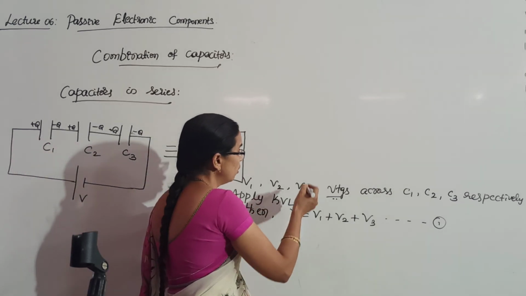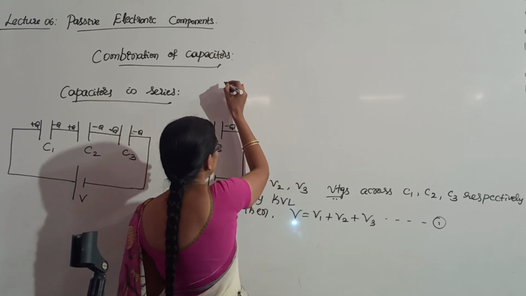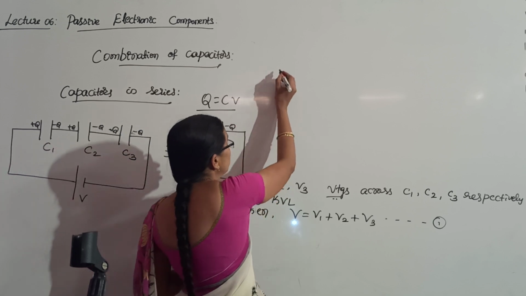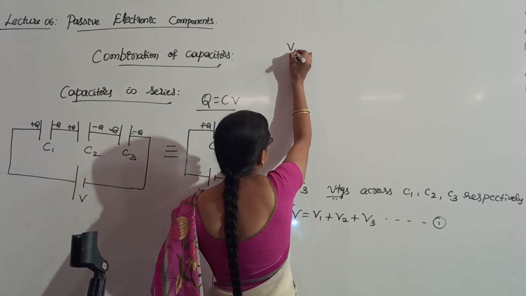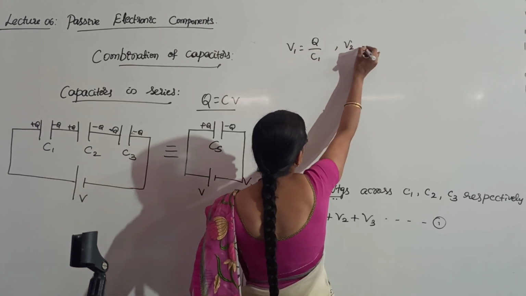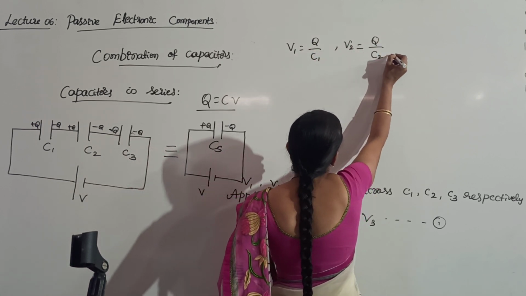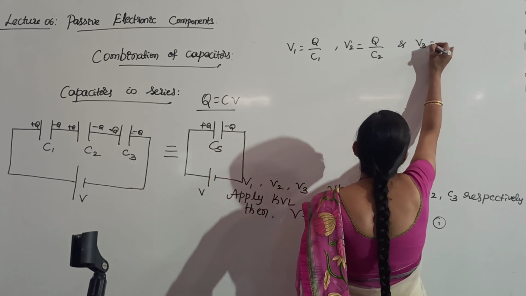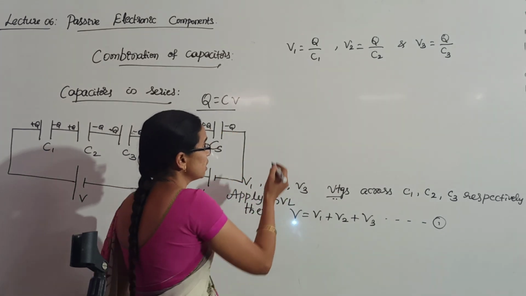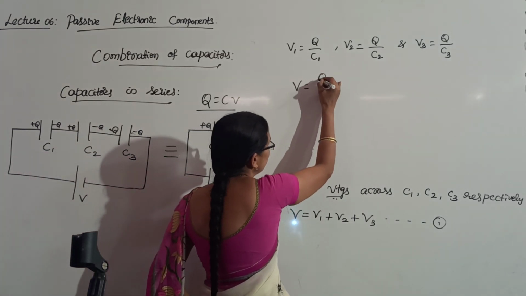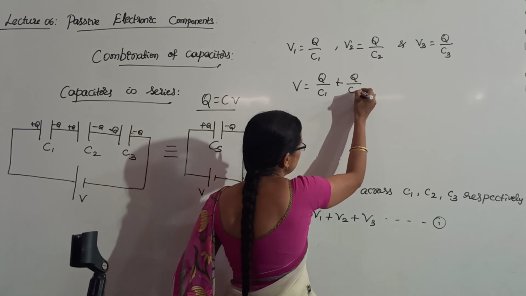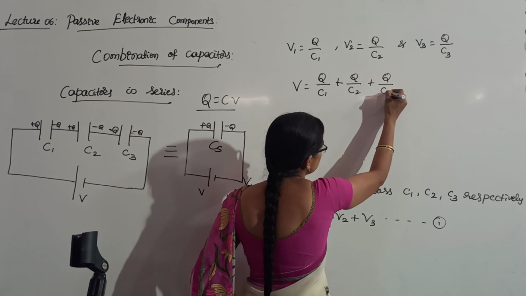So what happened? We know that Q is equal to CV, right? So V is equal to Q by C. V1 is equal to Q by C1, V2 is equal to Q by C2 and V3 is equal to Q by C3. So this equation becomes V is equal to Q by C1 plus Q by C2 plus Q by C3. Call this equation 2.